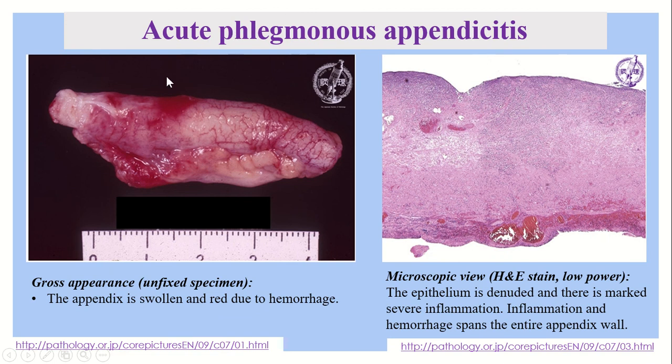Acute phlegmonous appendicitis. Here we see the gross appearance with the unfixed specimens, and the appendix is swollen and red due to hemorrhage. And here we see the microscopic structure histologically, the epithelium is absent, denuded, and there is marked severe inflammation. The inflammation and hemorrhage span the entire appendix wall.